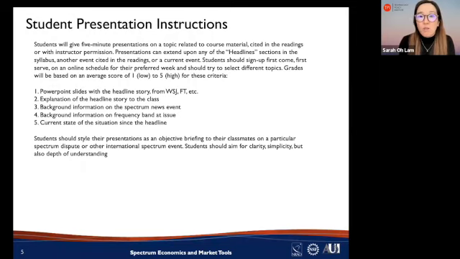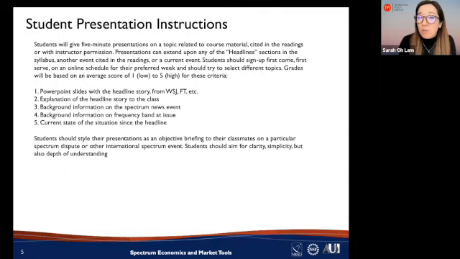So this presentation will be a 5-minute presentation. You'll pick a current event related to radio spectrum, and you'll describe what happened. And you'll have PowerPoint slides that show a headline of the story and an explanation of what was happening. You can give background information, what led to this news event, and any information about the frequency band at issue.